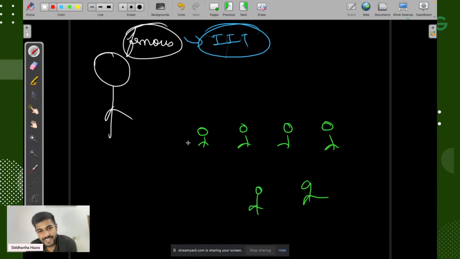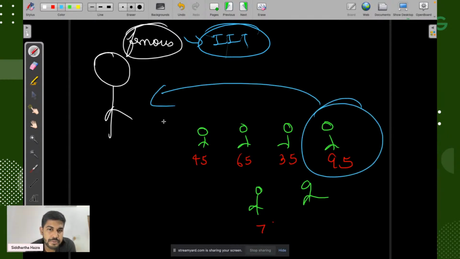Now suppose this person has got 45%. This person has got 65. This person has got 7%. This person is 35. This person is 95. So whom should I select? I should select the best among them. The best among them should be selected. Why? Because that would contribute more to this probability.